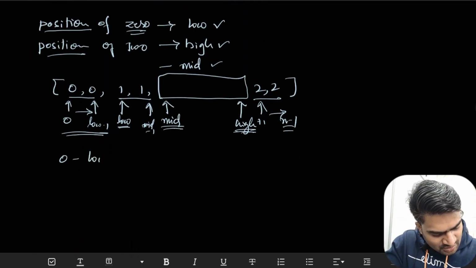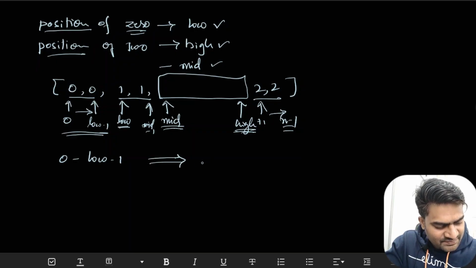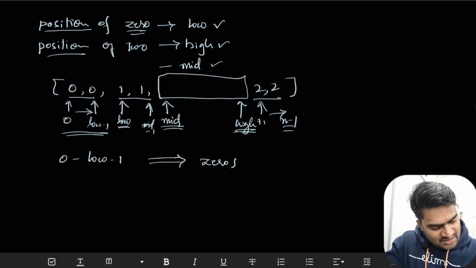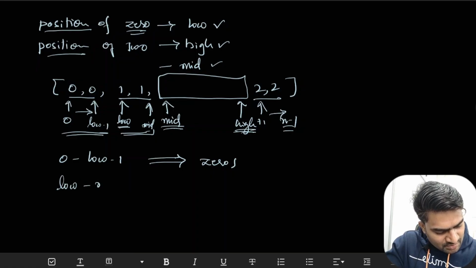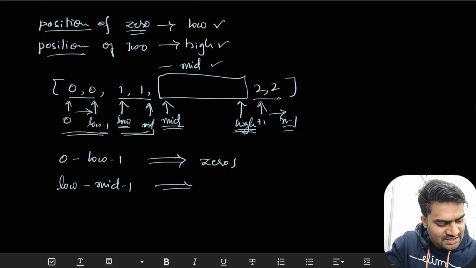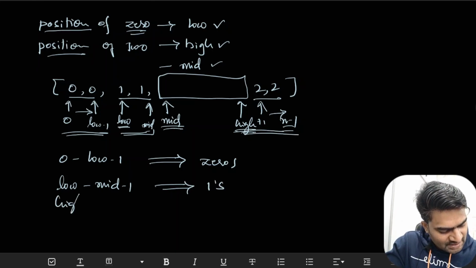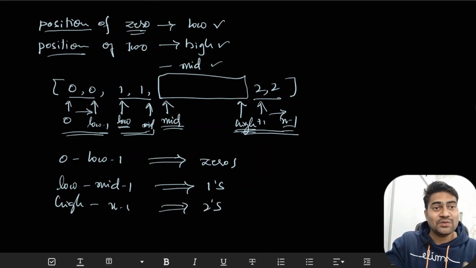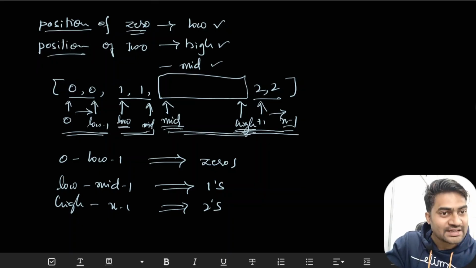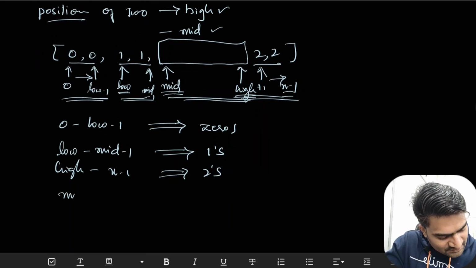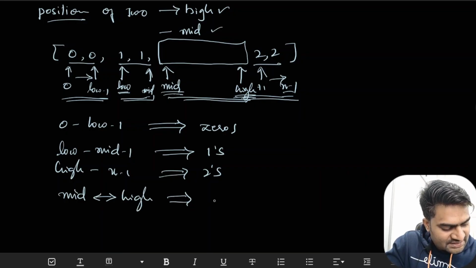From 0 to low minus 1, it is 0's. Okay, from low to mid minus 1, it is our 1's. Okay, then from high to n minus 1, it is our 2's. Then whatever is there between mid and high, that is our unsorted array. So whatever is between mid and our high pointer, this is our unsorted array.